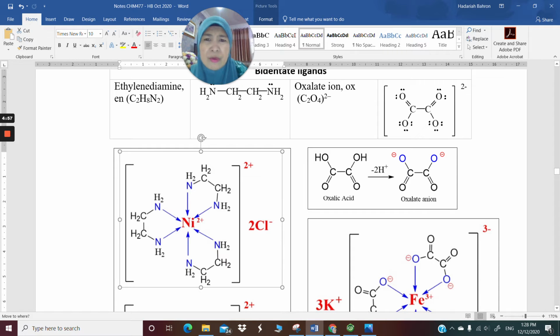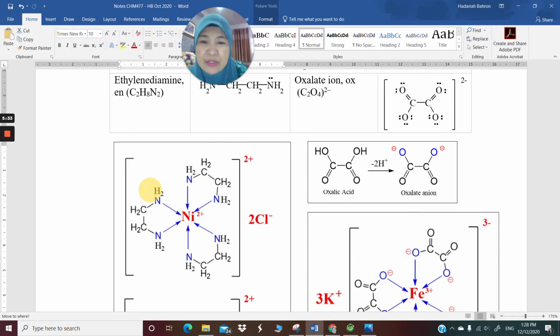So you have 2 chloride, for example. You can have bromide or any negatively charged anion that can counter the 2 plus charge. The overall charge of the complex ion needs to be neutralized by 2 anions, and in this case it is 2 chloride. So that is how a bidentate ligand, ethylenediamine, bonds to a nickel center, like what I have explained to you here.